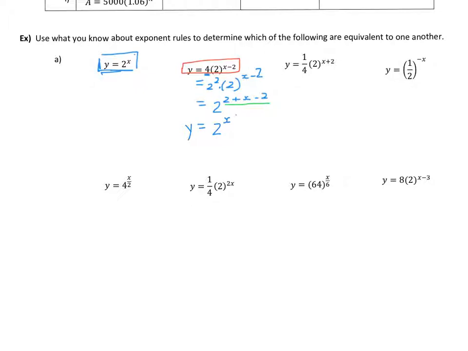All right, try that with some of these other functions. See if you can come up with some exponent rules to apply to that to see if they're equivalent or not. And then there's a part B that you can try as well.